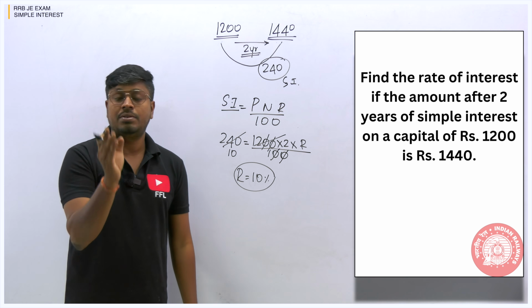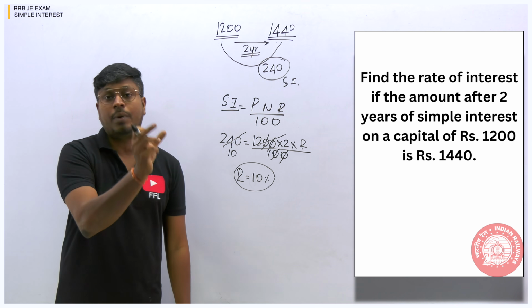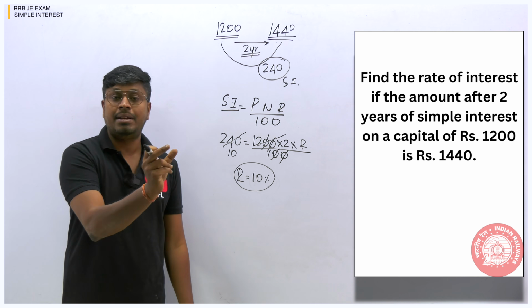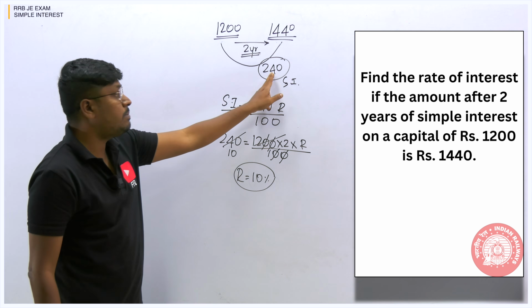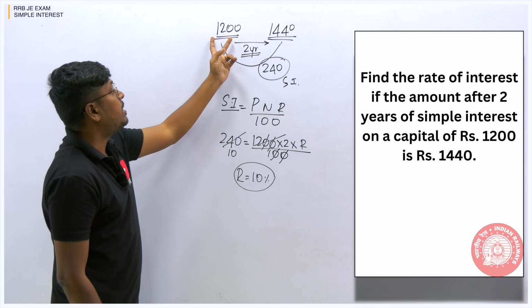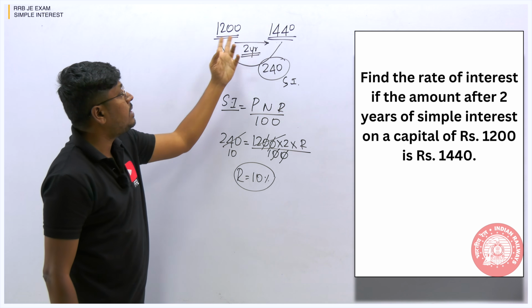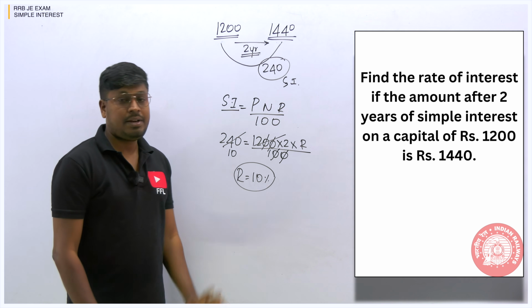Divide by 2, because we can find the interest for 1 year. So 240 divided by 2 is 120. 120 is the simple interest for the first year. For the second year, another 120. So only for 2 years it becomes 240. So for the first year, 120 is the interest. So on the principal 1200, if 120 is the interest, then 10% will be the rate of interest.